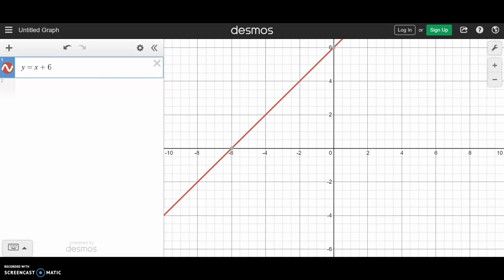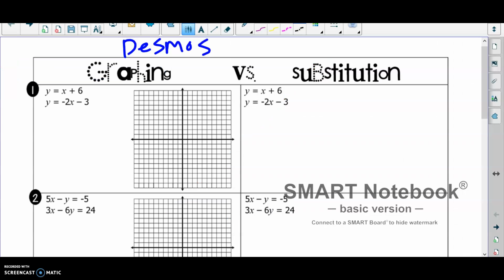So remember, we need to pick 2 points that we can graph. The first one is negative 6, 0. Our second one is 0, 6. So we'll graph those 2 points and we'll make a line. So I did negative 6, 0, so I count negative 6. And then 0, 6. And then we draw a line between the 2 of them.